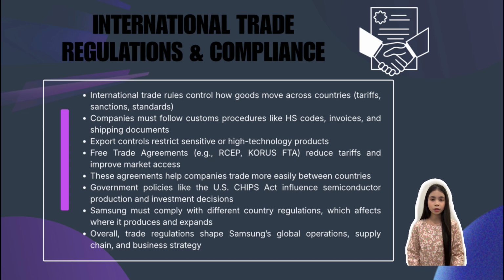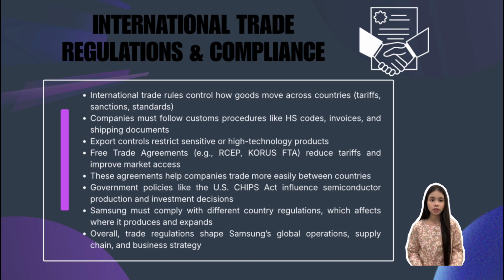Moving on, let me explain the international trade regulations and compliance. International trade is controlled by rules such as tariffs, customs procedures, export controls, and product standards. These rules ensure that trade between countries is safe, legal, and properly managed. Companies like Samsung must follow these rules by using correct HS codes, preparing accurate documents such as invoices and certificates of origin, and declaring correct product values, because any mistakes can cause delays, fines, or shipment rejection at customs.